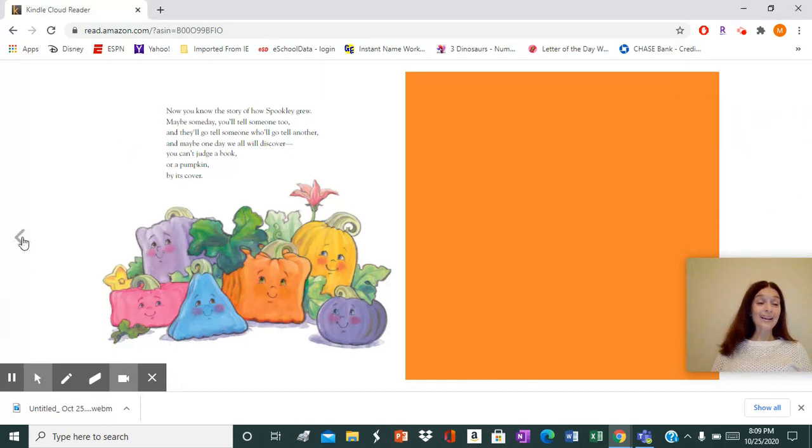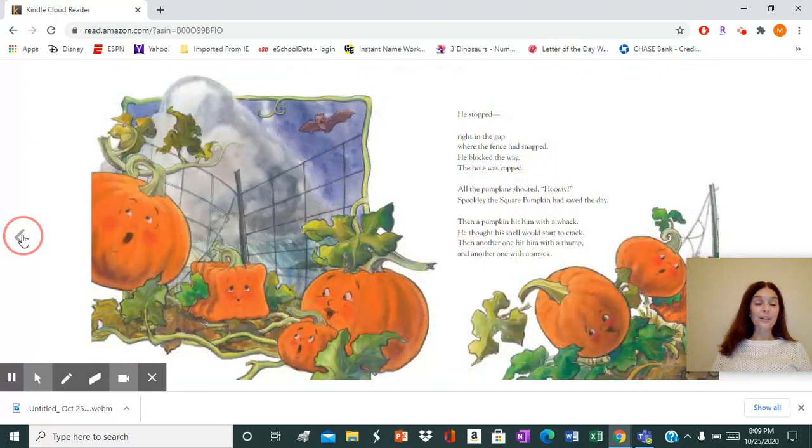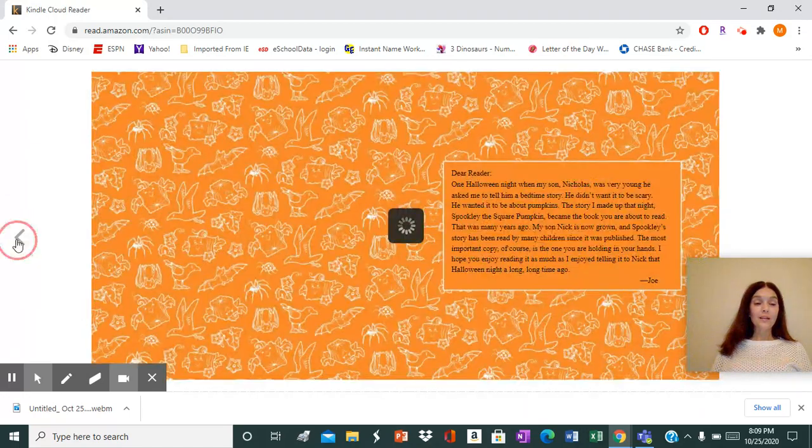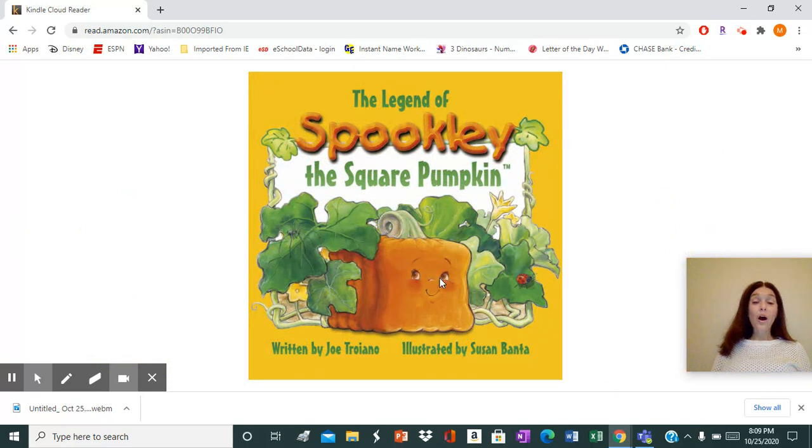So let's go back to the cover of the story, when we thought that this would be the main character in the story, and we were right. This book was all about Spookley the Square Pumpkin, and we learned that even though he was different, he was kind, and that's what matters most.